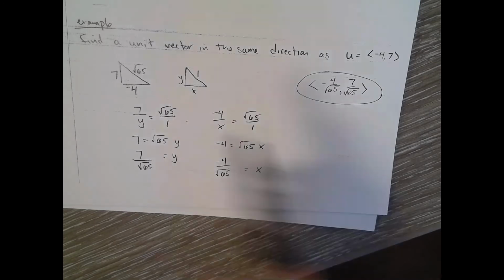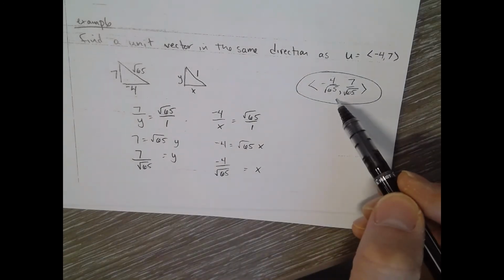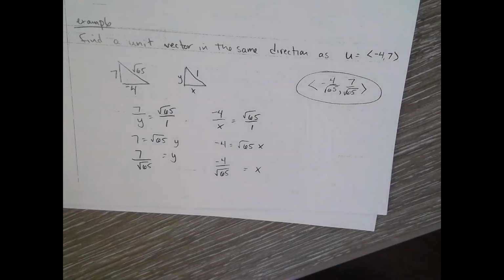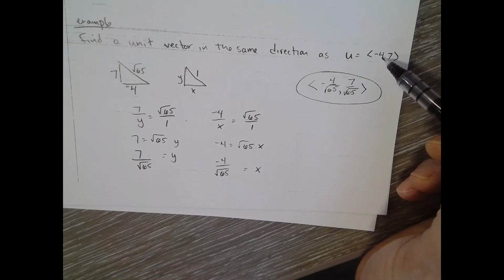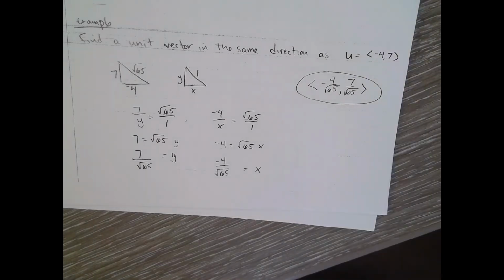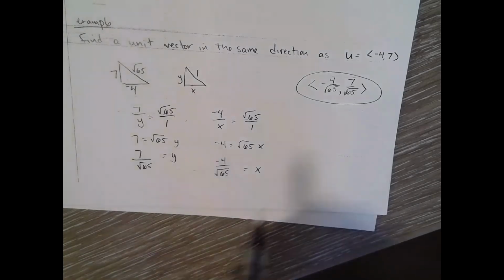Looking at this answer, looking at this right here, your unit vector, you just put it over the magnitude. Yep. So the shortcut would be to take this over the magnitude, that over the magnitude, and that's your unit vector. Because the magnitude is the hypotenuse.